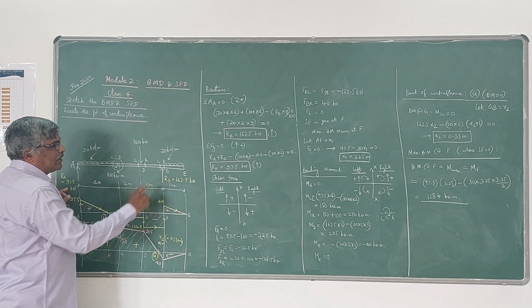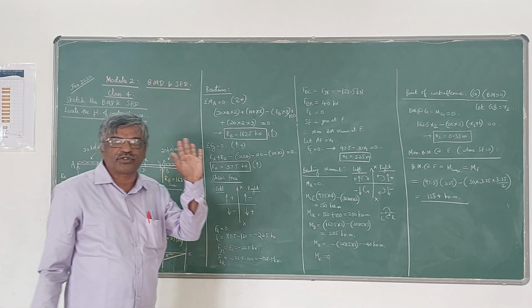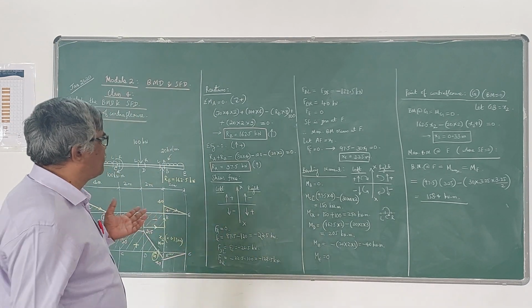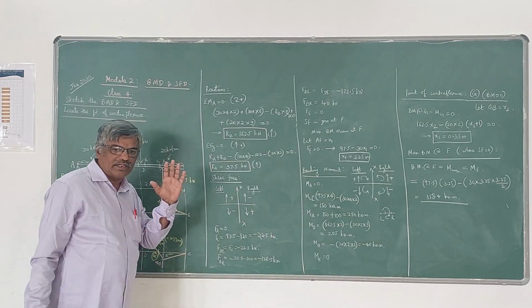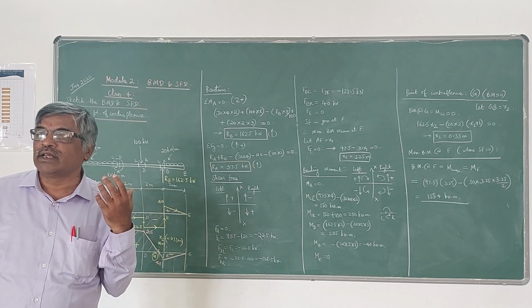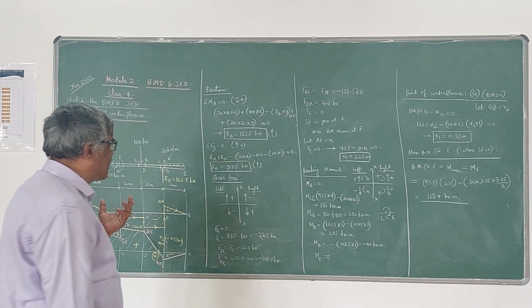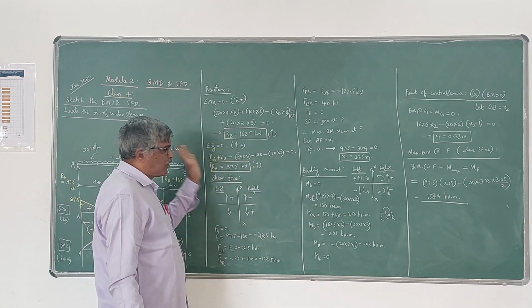So RA and RB, this is the first and foremost important step in any problem on BMD and SFD. First thing, we have to find out the reactions. Those reactions depend on the type of support. Here both are simple supports. Simple supports develop only one reaction at each support. So those two reactions we have found out.